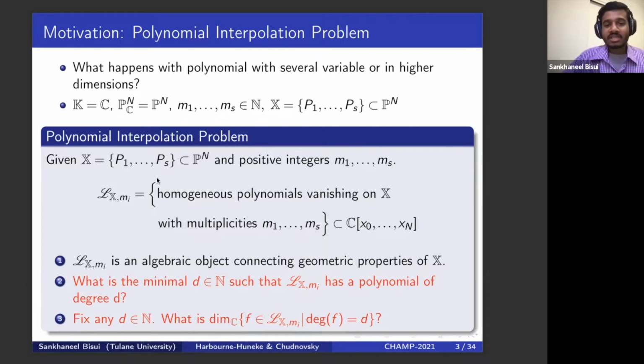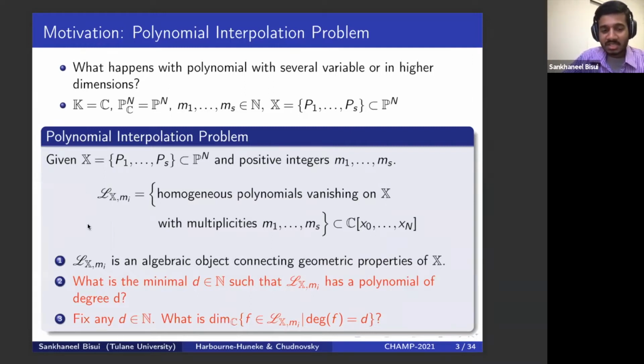Now polynomial interpolation says, given the set of points inside the projective space and positive numbers m1 up to ms, we want to study the set which contains all the homogeneous polynomials that vanish on the set X with multiplicity m1 up to ms. And the set sits inside the coordinate ring, the polynomial ring with complex coefficients. With an easy observation, we can see this set I(X, mi) is an algebraic object, and it is going to connect geometric properties of X with some algebraic structure.